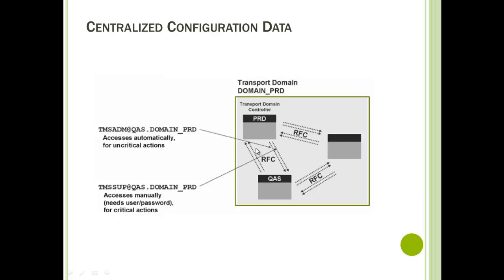The reason is, as we know, the configuration of the entire landscape is done in the domain controller, which is in turn replicated to every SAP system which is connected to the domain controller. So for that reason only, for the distribution of the configuration, we use the RFC connections. There will be two RFC connections which will be used.